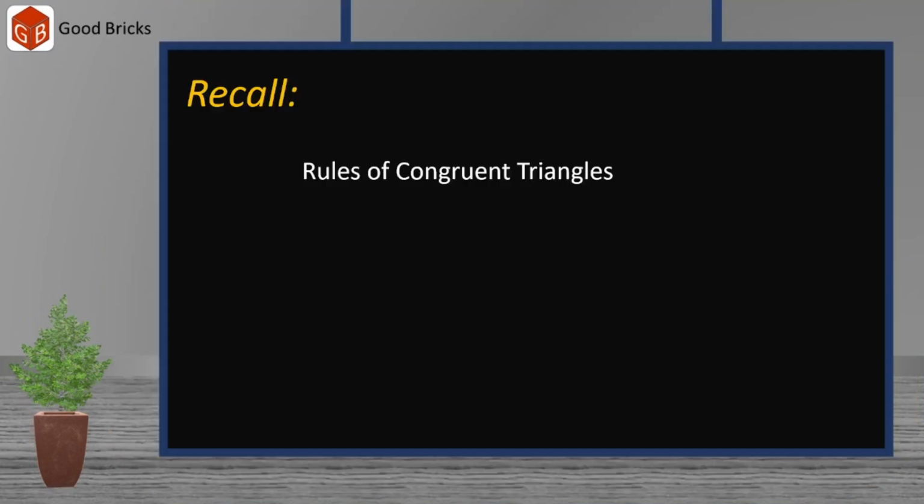Before proceeding further, you have to recall what you have learnt in 9th class. What are they? Rules of congruent triangles: SSS, SAS, ASA, AAS and RHS.